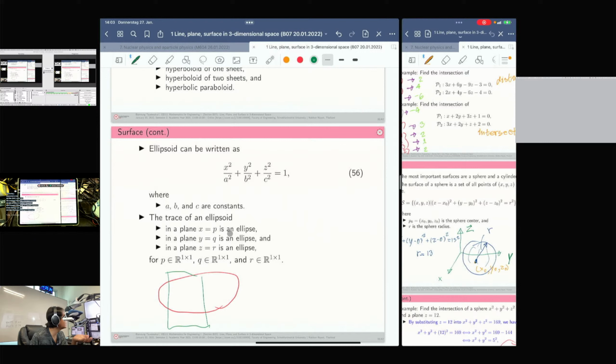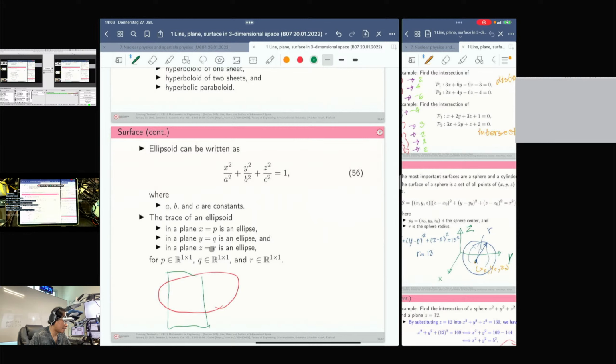It's not difficult, right? And the intersection between the plane and the ellipsoid will also be an ellipse along the z axis. If you cut it along the z axis, you will also get an ellipse equation as the outcome. What is the reason behind it? Because if you substitute x equal to p, where p is any number here.